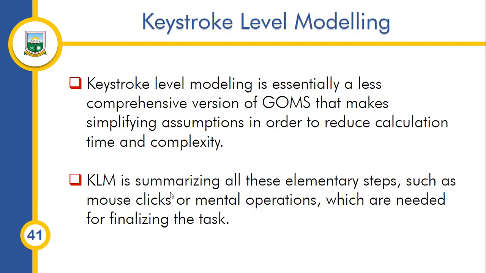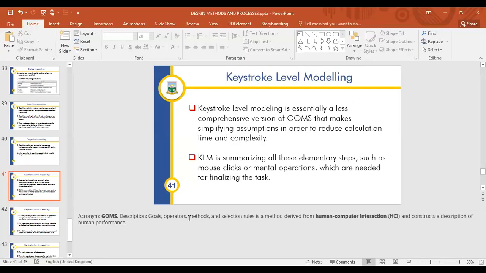Now, the last model is the keystroke level modeling. The keystroke level modeling is essentially a less comprehensive version of GOMS. Now, GOMS is an acronym. This stands for goals, operators, methods, and the S stands for selection rules.